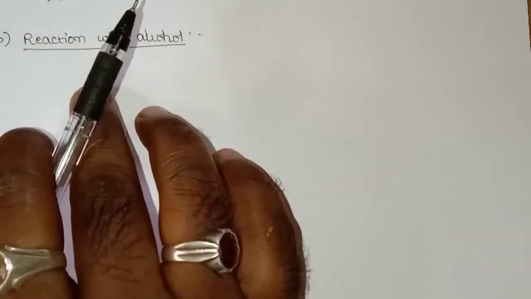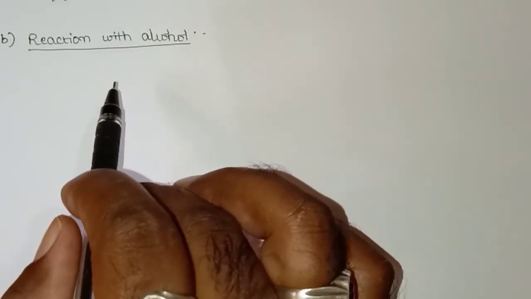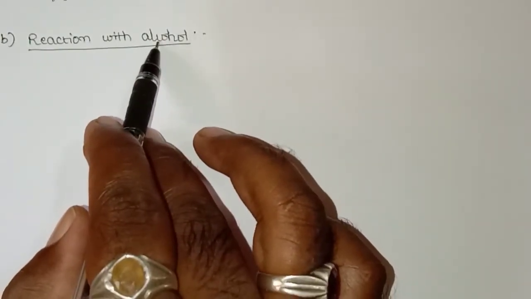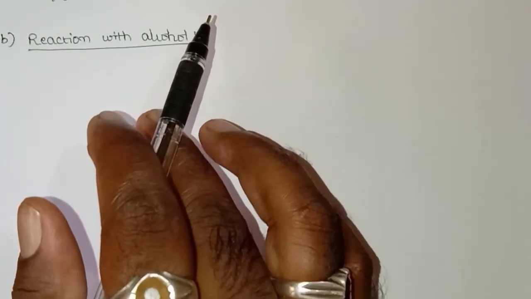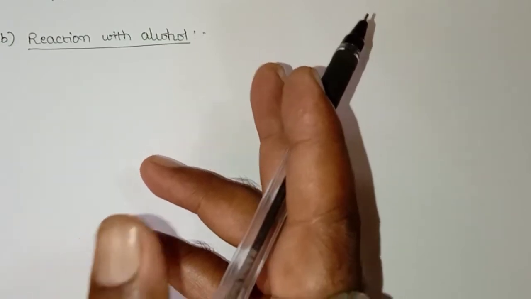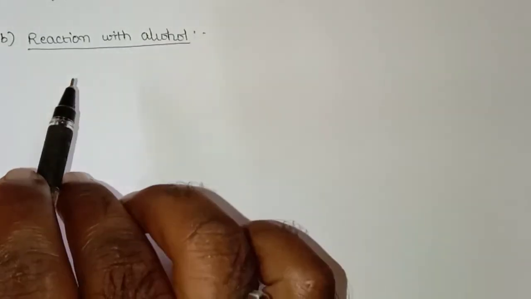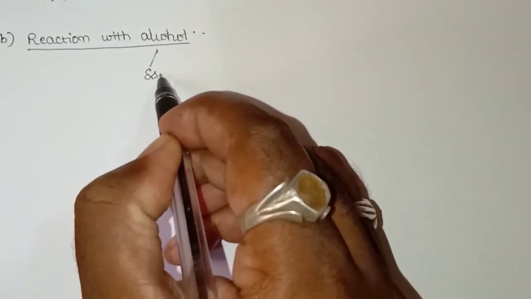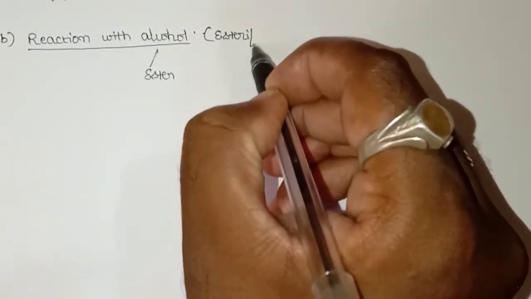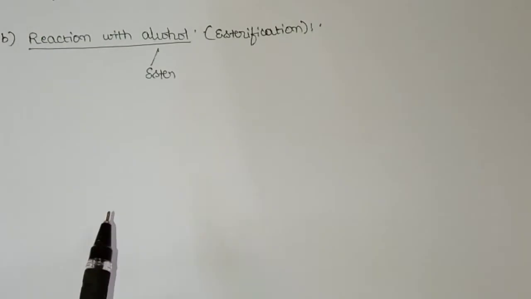Next, the second reaction of amino acids due to the COOH group will be the reaction of the amino acid with alcohol. The COOH group, which is acidic in nature, when reacted with an alcohol in the presence of a suitable acid, results in the elimination of water and forms the corresponding ester. So if you react an amino acid with alcohol, it results in the formation of an ester. We can call this reaction the esterification reaction of amino acids. So, esterification of amino acids.